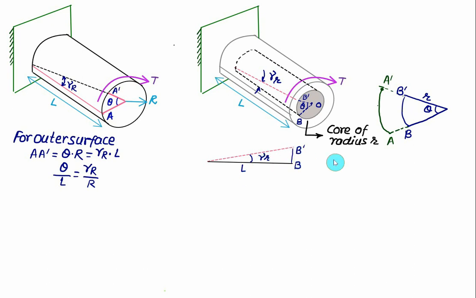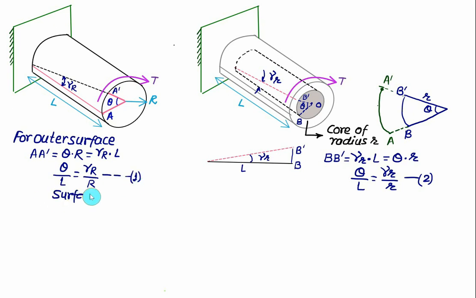So again this time the value of BB prime will be equal to gamma suffix lowercase r multiplied by length L, and from this figure this one is radius r, so this sector length will be approximately equal to theta multiplied by r. Again we can develop the equation here as theta divided by L is equal to the shear strain at any radius r divided by r. This one is our equation number 2 and this one is our equation number 1. This equation represents the outer surface and this equation represents the core.